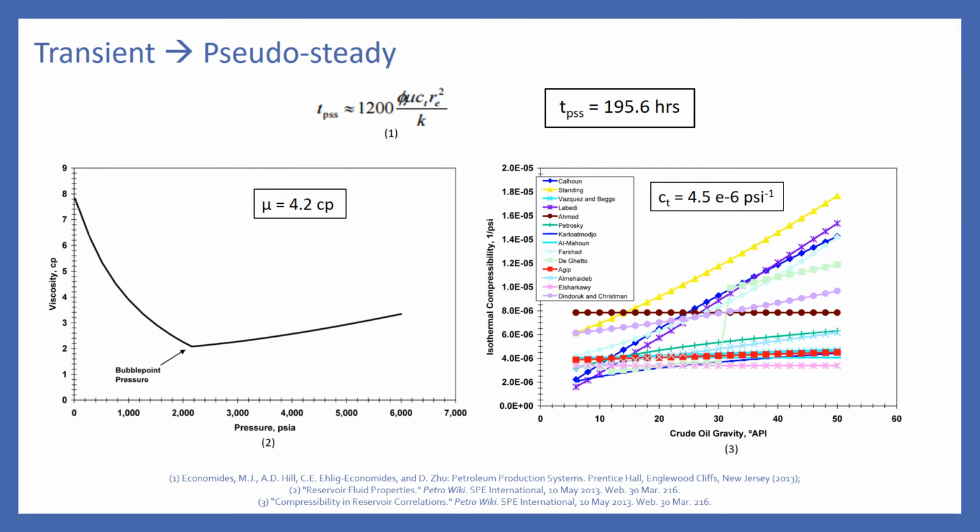Next, a total compressibility of 4.5 times 10 to the negative 6 was observed using the Petrosky model and an API gravity of 30. The time we calculated for transient flow was about 196 hours. Since this was only 0.22% of the total time of our forecast, we chose to neglect transient flow since the flow coming from this 196 hours would barely be noticeable.